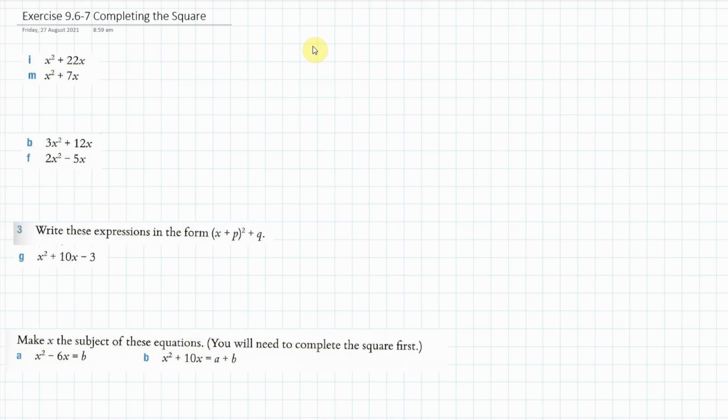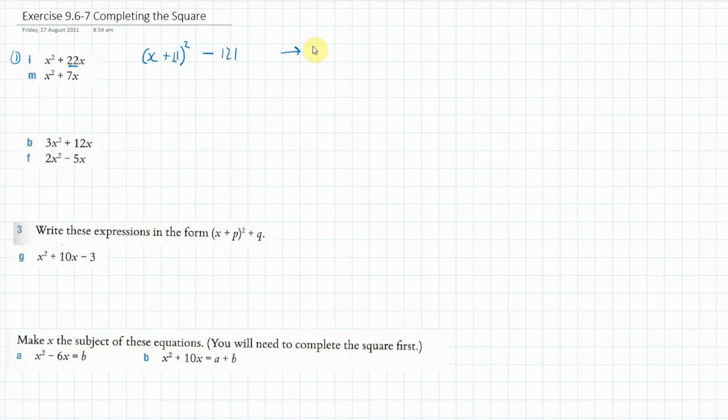So the technique is basically this. Let's look at the first one. I've got number 1i here, x squared plus 22x. What we do is we take x and we add half of the coefficient in front of the x term. And then we put brackets around them, we square that, and then we subtract the square of this number here, the 11, so that's subtract 121.